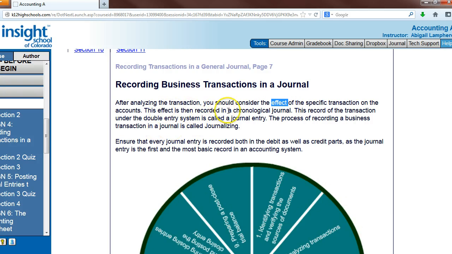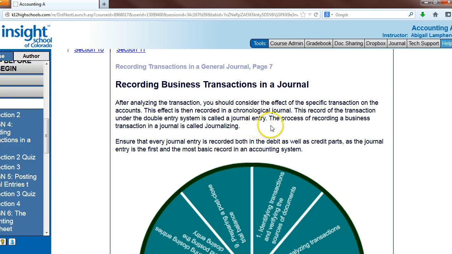This effect is then recorded in a chronological journal, and this record of the transaction under the double entry system is called a journal entry. Okay, the process of recording a business transaction in a journal is called journalizing. So again, just new terms being thrown at you.